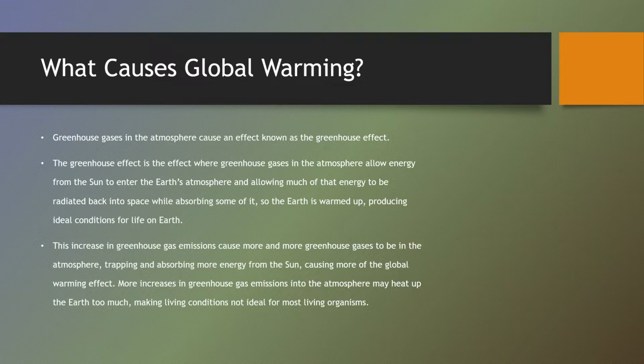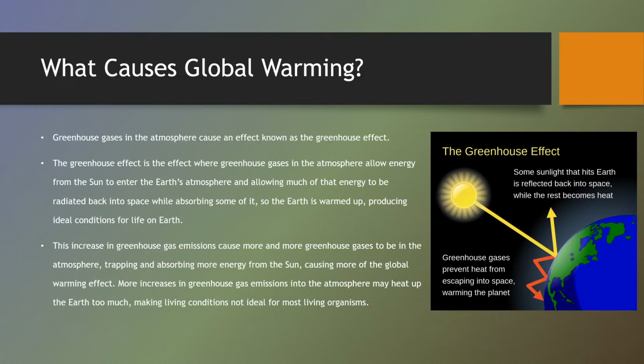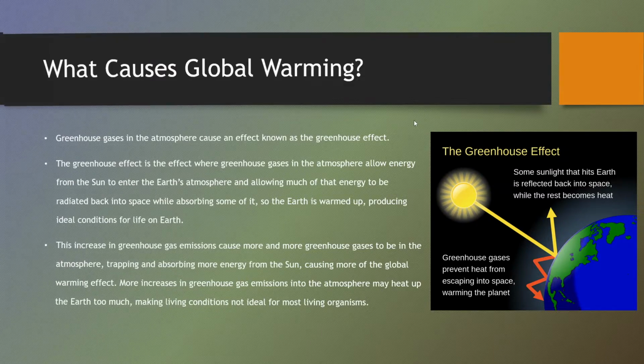This increase in greenhouse gas emissions causes more and more greenhouse gases to be in the atmosphere, trapping and absorbing more energy from the sun, causing more of the global warming effect. More increases in greenhouse gas emissions into the atmosphere may heat up the Earth too much, making living conditions not ideal for most living organisms. As you can see in this image, this is the greenhouse effect. You may pause the video to look at this image.